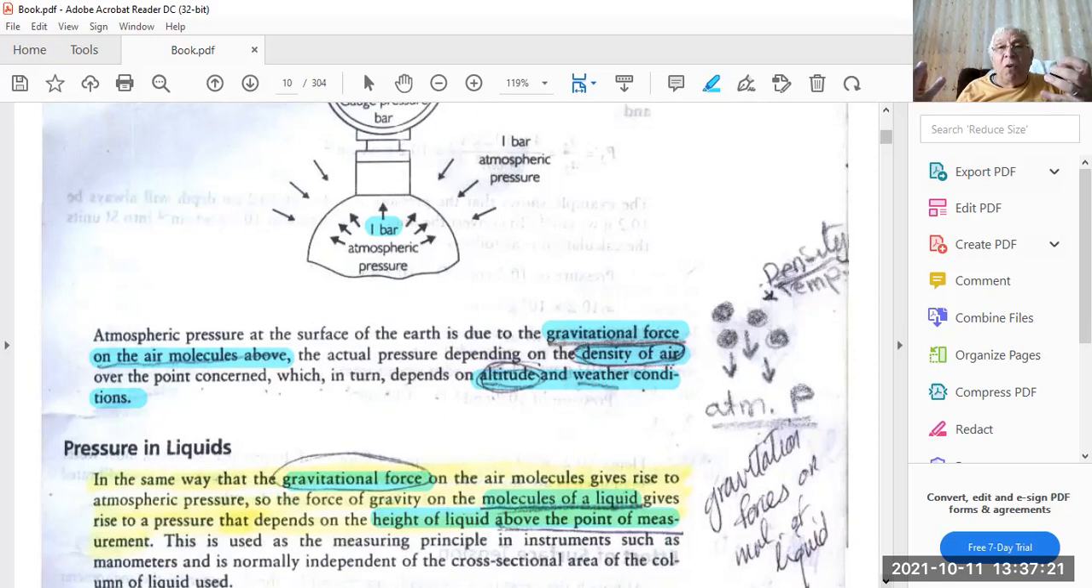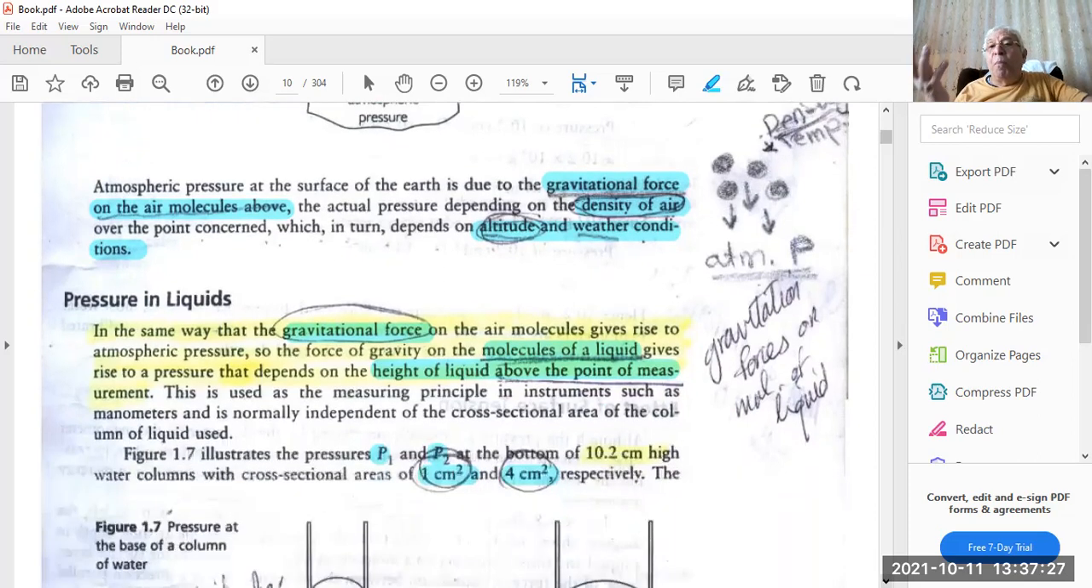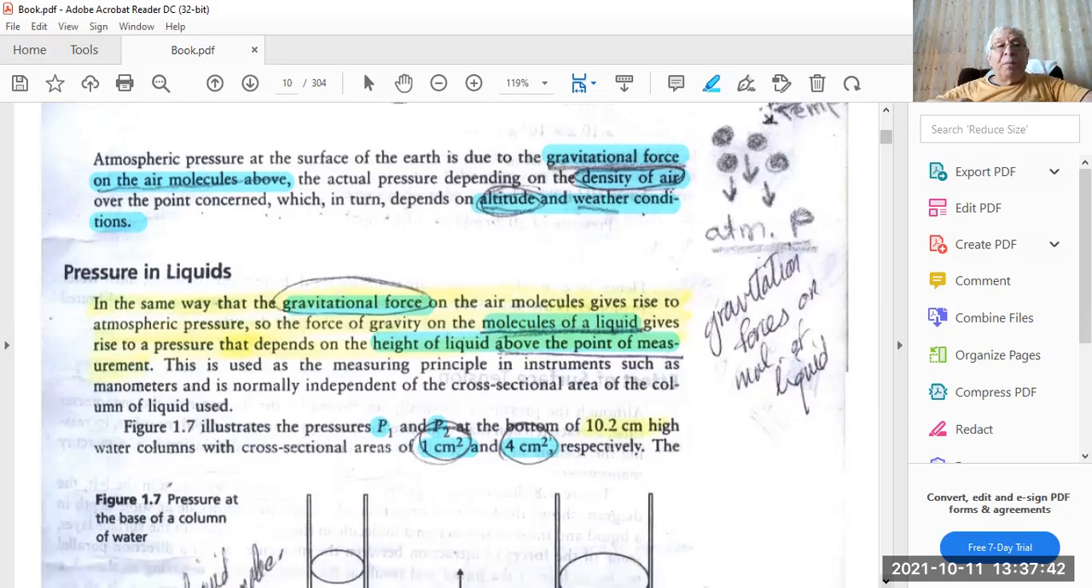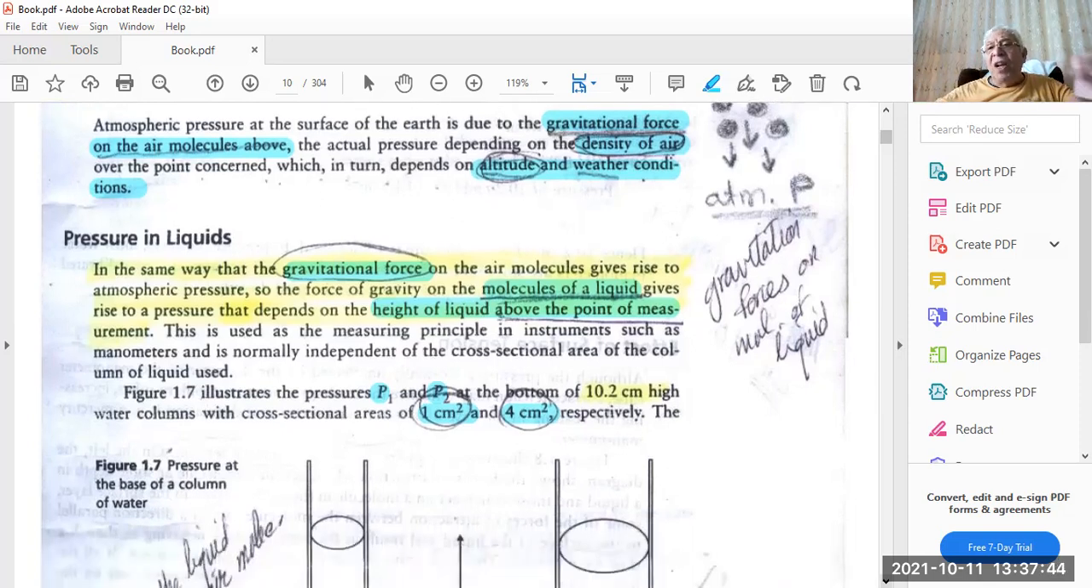You must put in your mind that this weight is changed in such circumstances. There is also pressure in liquids. The liquids also, the gravitation forces act on liquids. We use these liquids in measuring of different items in anesthesia. So the first thing is pressure in liquids.